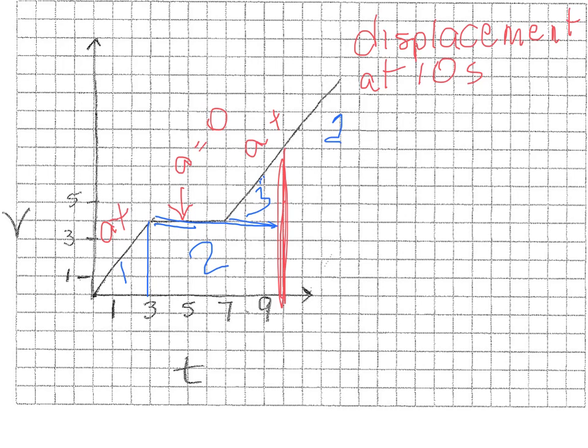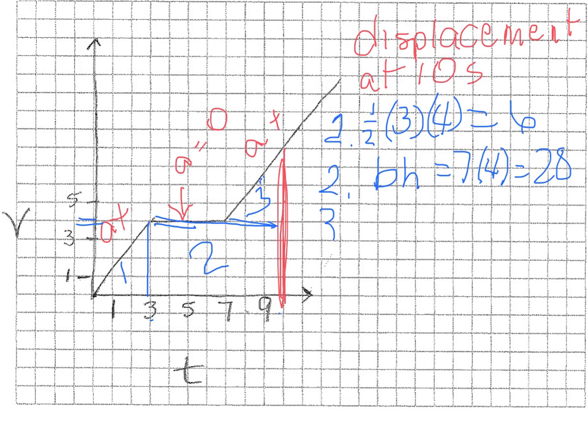So for section 1 would be 1/2, since this is a triangle, base is 3. And it went up to 4. So 1/2 of 3 times 4 is 6. And our second part, we're going from 3 to 10. So, and this is a square. So it's base times height, which is 7 times 4, which is 28.